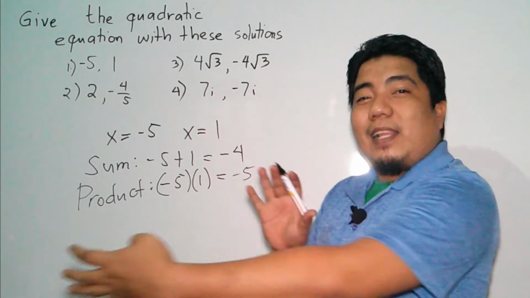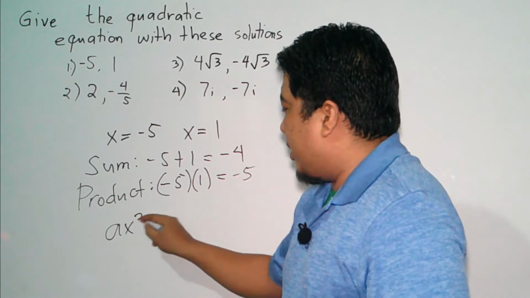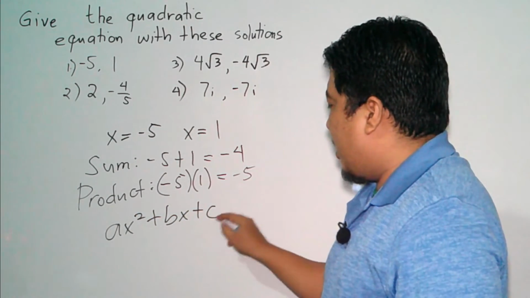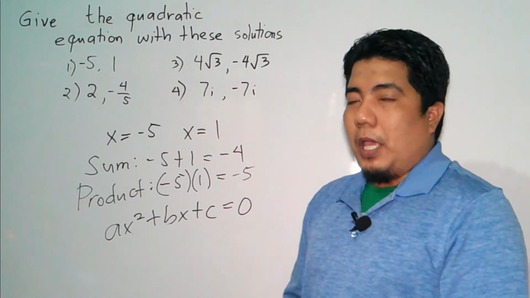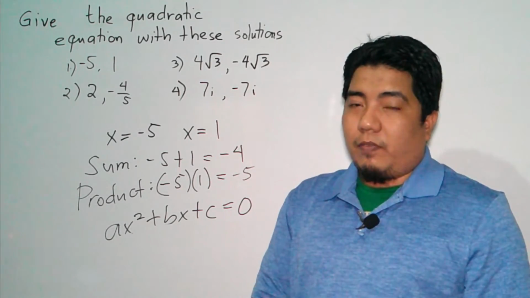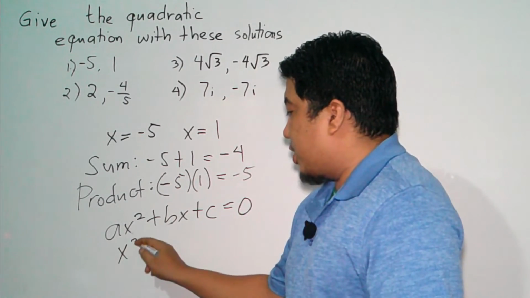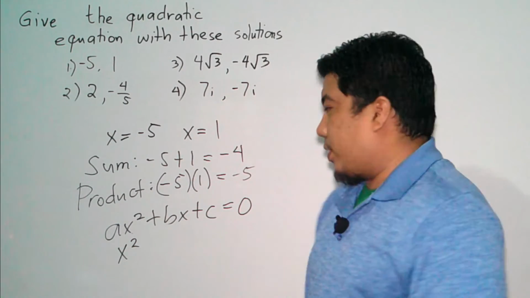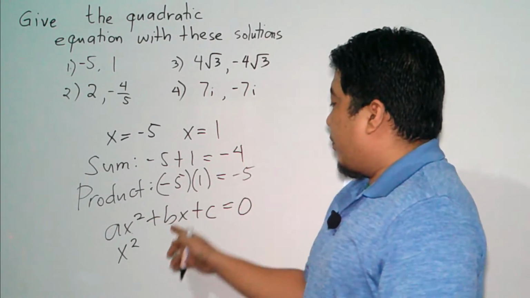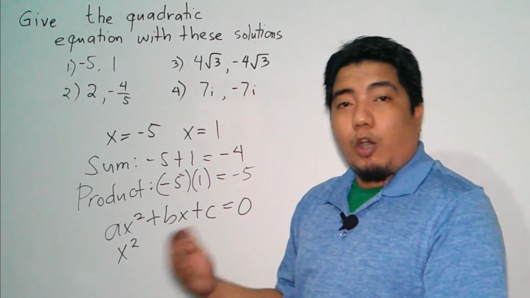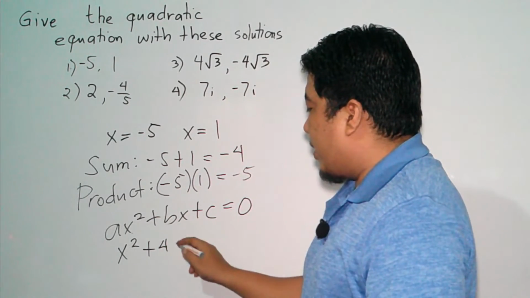Okay, so now, let us construct our quadratic equation. So we have ax squared plus bx plus c is equal to 0. Now remember that if the sum and product are integers, meaning it's either positive or negative, and it's not a fraction, then we can say that our a is positive 1. So we just write directly x squared. Okay, then our sum, which is our middle term, the opposite of our middle term, that is negative 4. So what is the opposite of negative 4? That is positive 4. So we use positive 4, then copy the x.